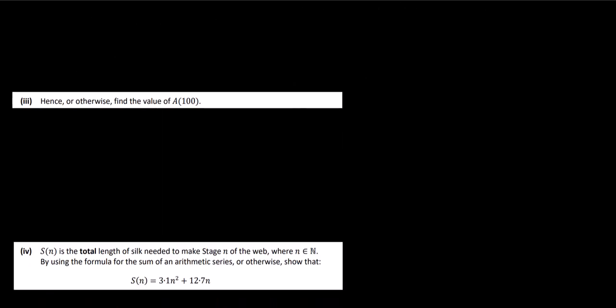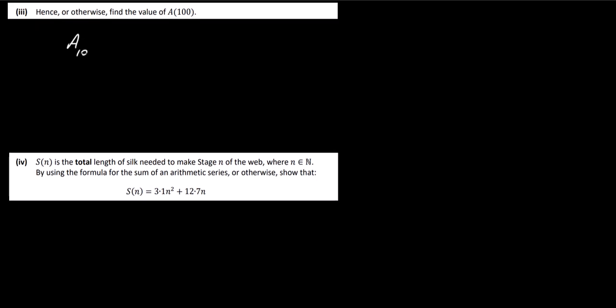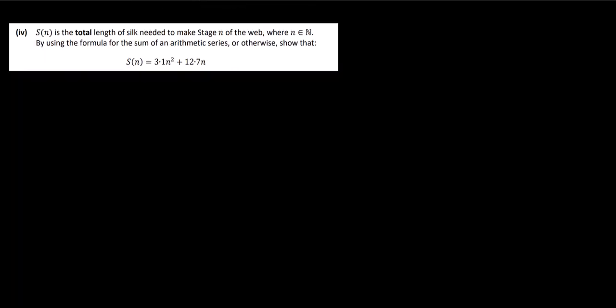Okay, let's look at part 3. Hence or otherwise find the value of A100. So we want A100. So our formula was 9.6 plus 6.2n. So it's 9.6 plus 6.2 times 100. When you do that, you get 629.6 centimeters. Okay, next part then.